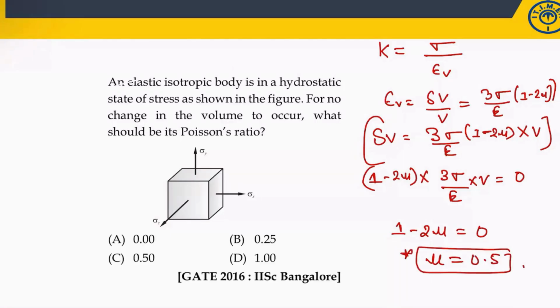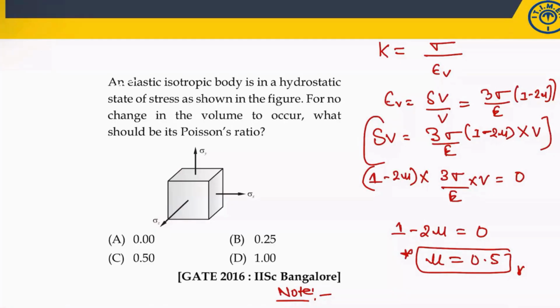Now, one more important point I want to discuss from this question. For no change in volume, you are getting Poisson's ratio as 0.5. Okay, Janesh has also given the correct answer. But if the question mentions an incompressible material, what will be the Poisson's ratio? In that case also, the Poisson's ratio is 0.5. What do you mean by incompressible? Which cannot be compressed. Which cannot be compressed means the change in volume is 0.